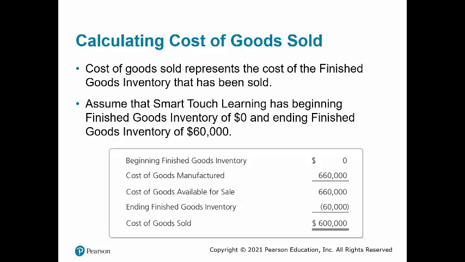This calculation begins with the finished goods inventory at the beginning of the period. We add to that cost of goods manufactured to determine cost of goods available for sale. From that, we subtract our ending finished goods inventory to get cost of goods sold.